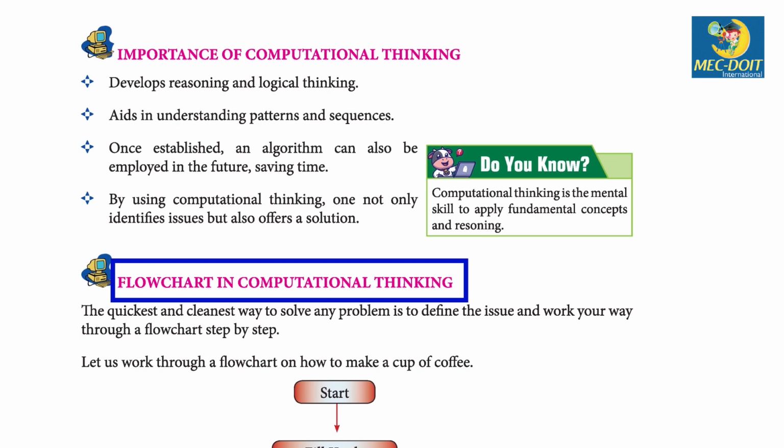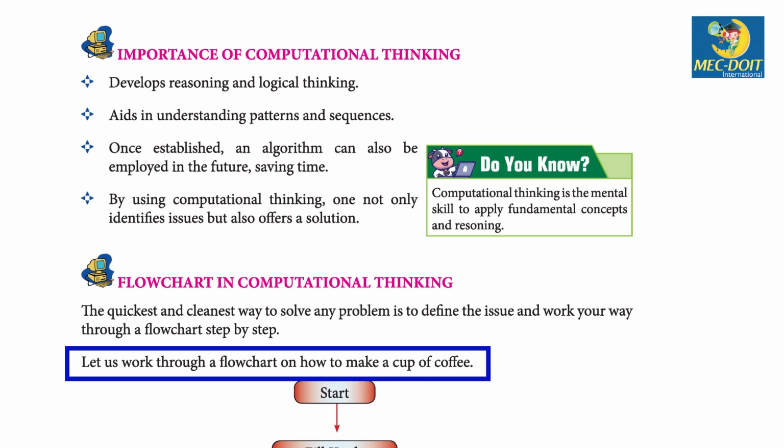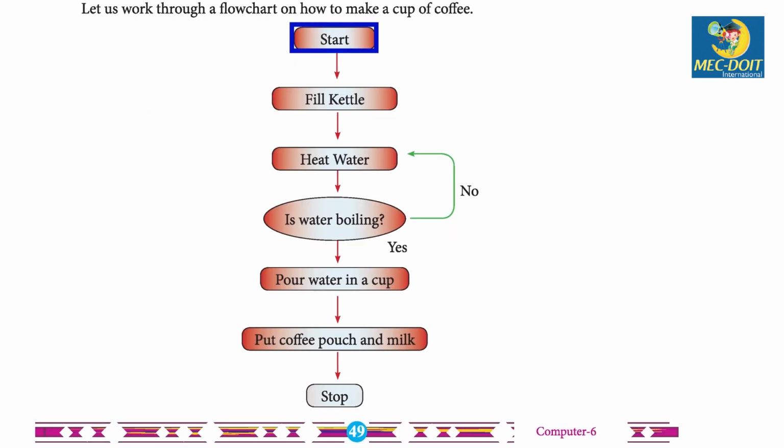Flowchart in computational thinking. The quickest and cleanest way to solve any problem is to define the issue and work your way through a flowchart step by step. Let us work through a flowchart on how to make a cup of coffee. Start. Fill kettle. Heat water. Is water boiling? Pour water in a cup. Put coffee pouch and milk.